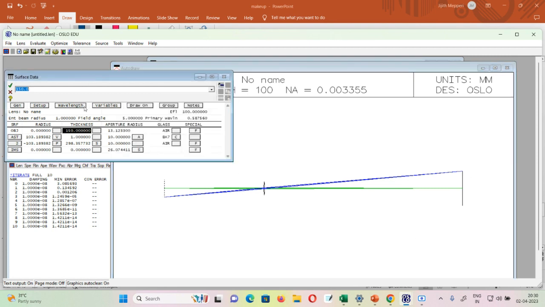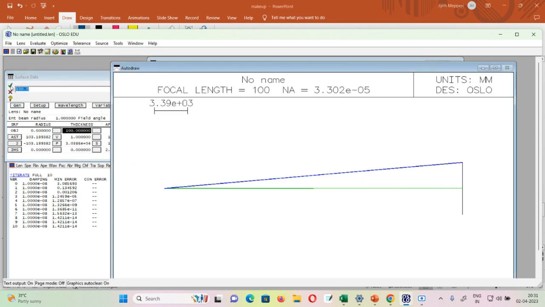Now I am going to put my object at the focus. So the effective focal length is 100. I'm going to put the object at 100 and see what will happen. Now when I am putting it at 100, you are not seeing the image at all. It's just showing an image distance of 3 into 10 raised to 4, which is very far away compared to all our other parameters.